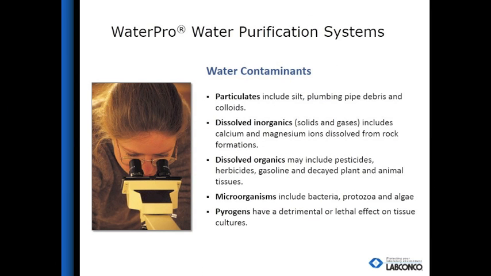To begin our discussion of water purification, we need to look at the types of contaminants commonly found in water. There are 5 major groups of contaminants found in all tap water sources. They are particulates, dissolved inorganics, dissolved organics, microorganisms, and pyrogen or endotoxins. Depending on the purified water application, each of these contaminants can negatively affect the test results.